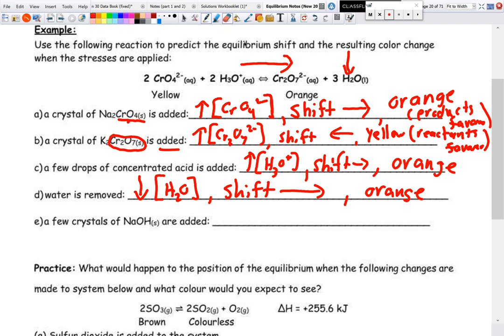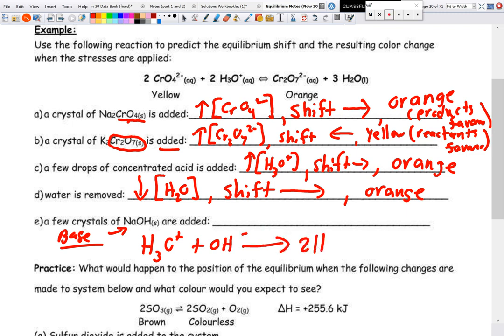And finally, the last one. So we have a few crystals of NaOH being added. So this one, if you remember, sodium hydroxide, this is a base, right? So what happens when we get acid plus base coming together? If you remember, this is a neutralization reaction.